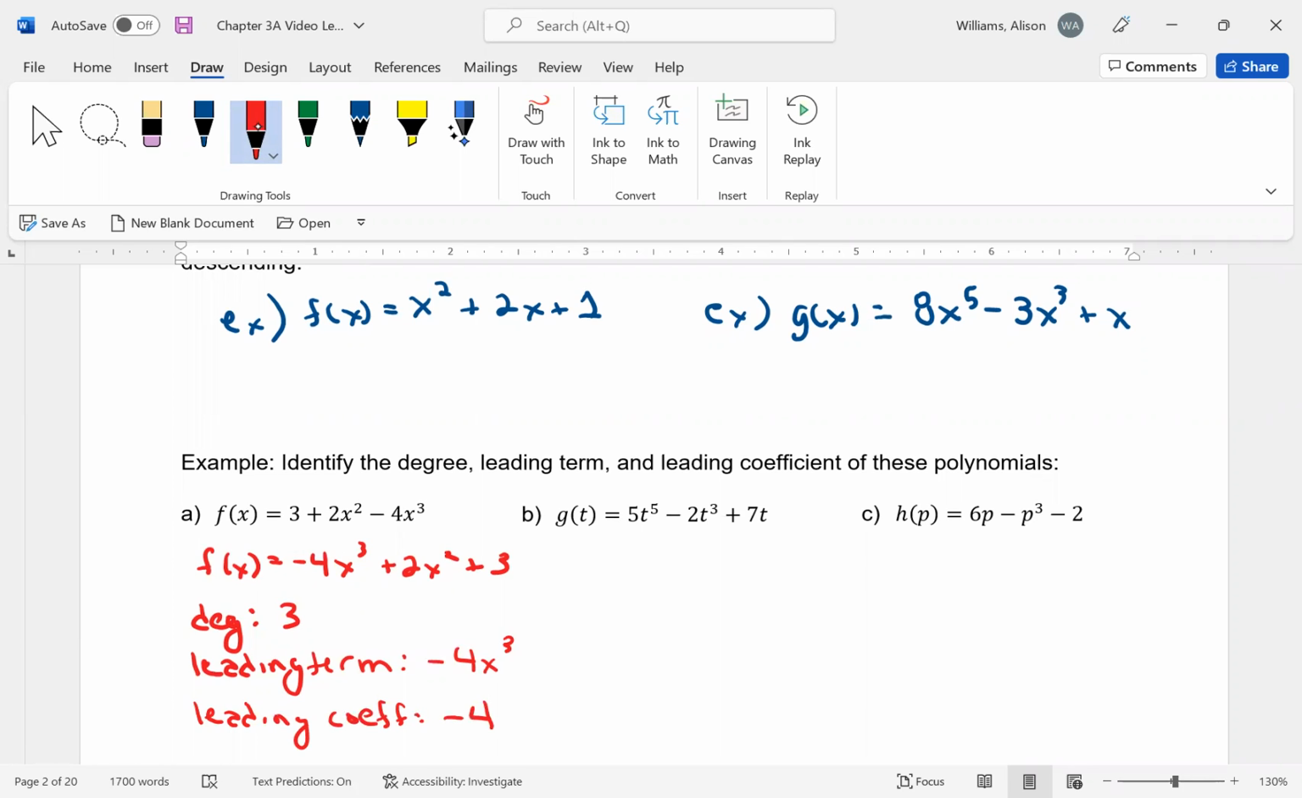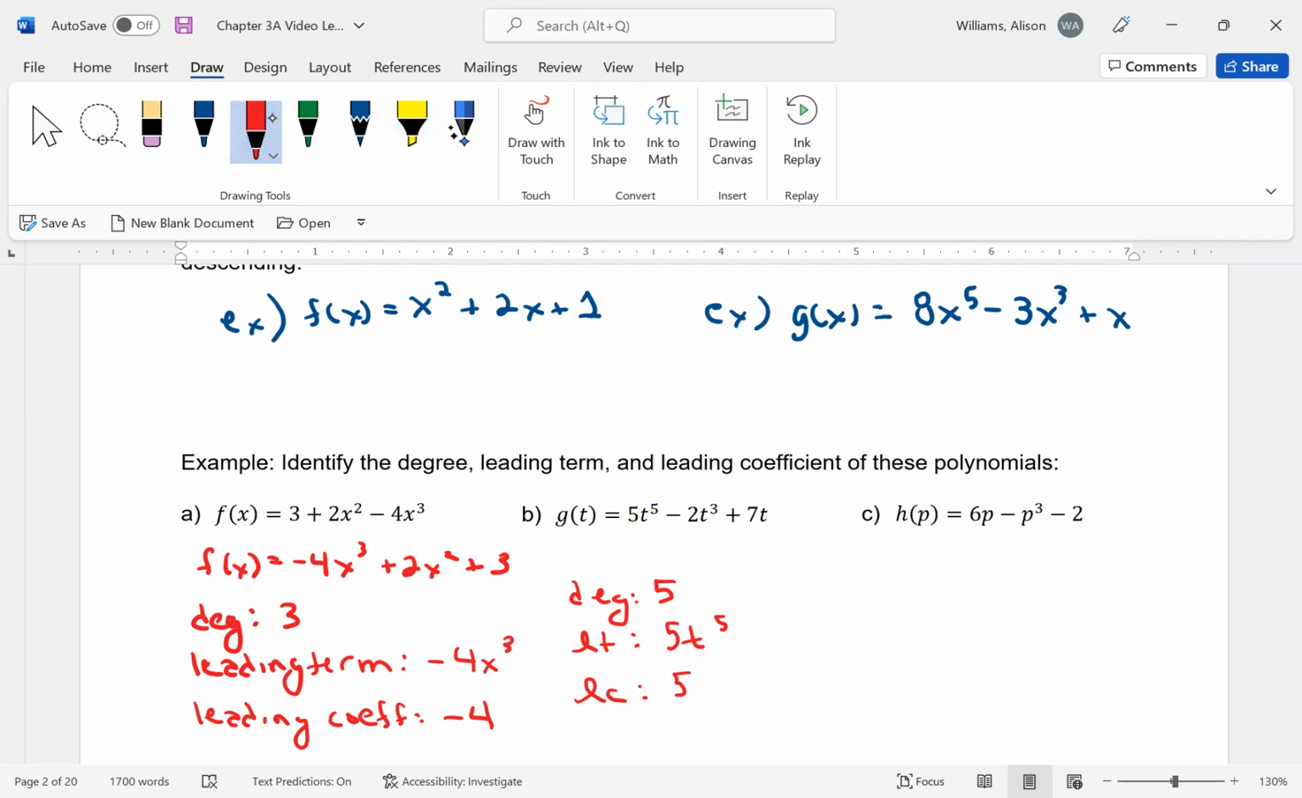Okay, so let's apply that to the next one. For g of t, they happen to have that in descending order for us. That's nice. So the degree then would be 5. I'm going to call this LT for the leading term. So the leading term would be 5t to the 5th, and the leading coefficient, LC, would be 5. That 5 in the front, I'm referring to this 5 right here for coefficient, and this power would be the degree, just so we're clear.